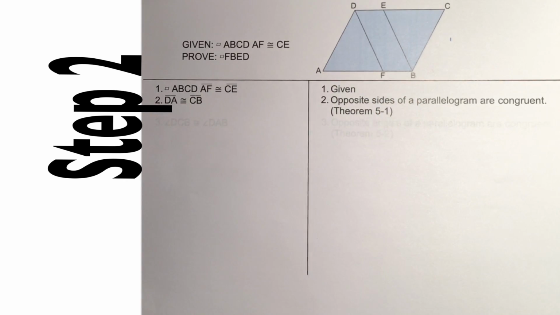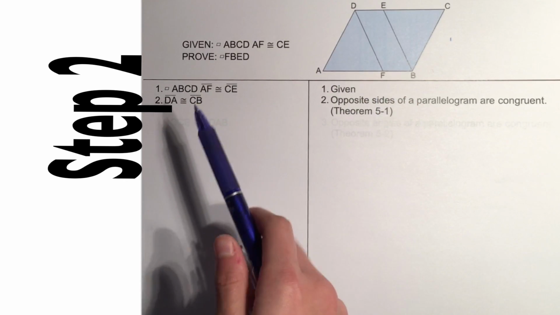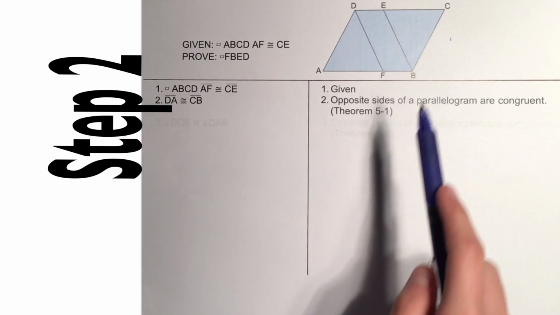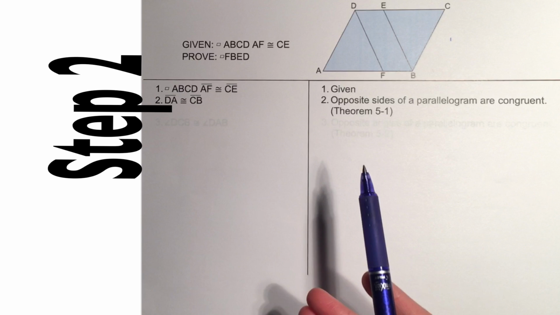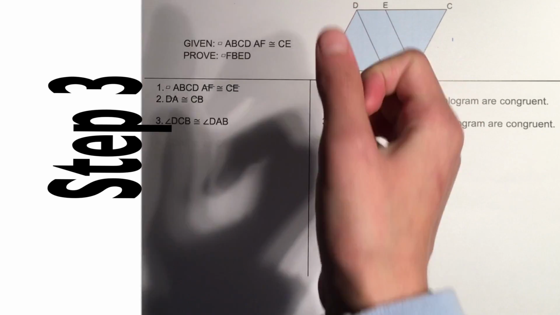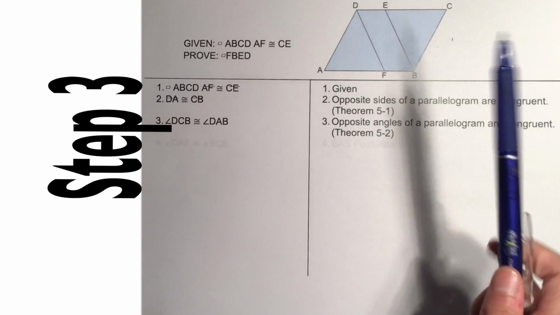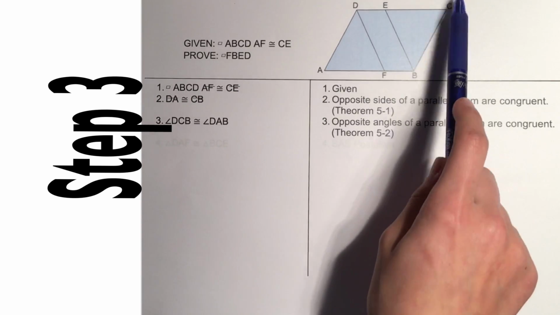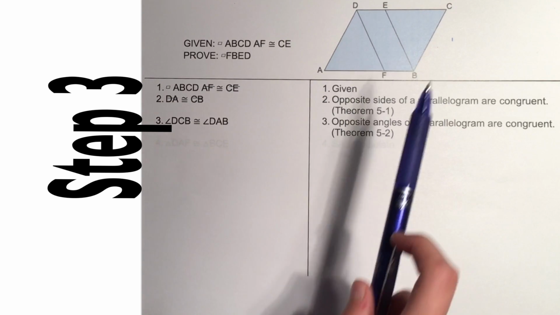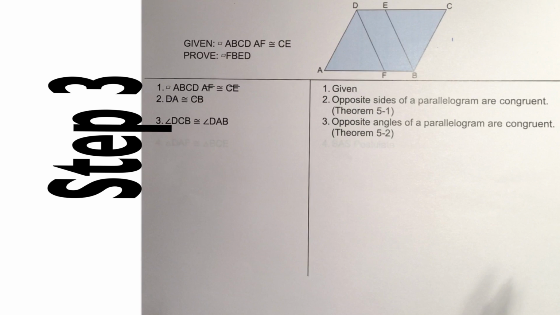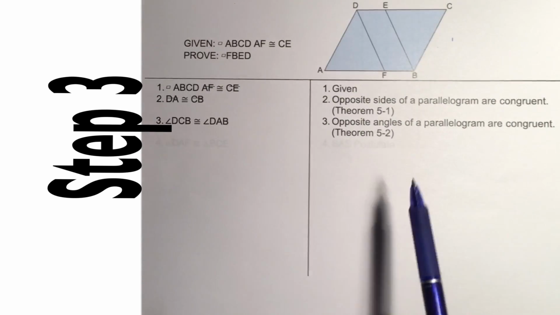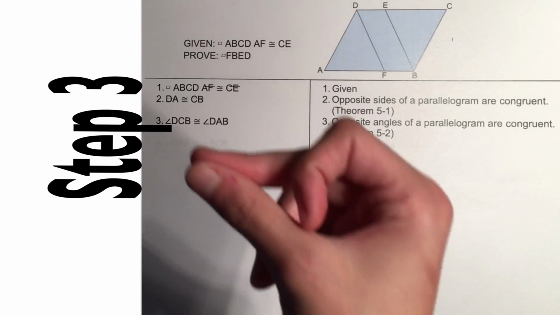Our next step is that DA is congruent to CB. This is because opposite sides of a parallelogram are congruent. The next step, which we'll show you, is that angle DCB is congruent to angle DAB. And again, this is because opposite angles of a parallelogram are congruent. And then let's go to our next step.